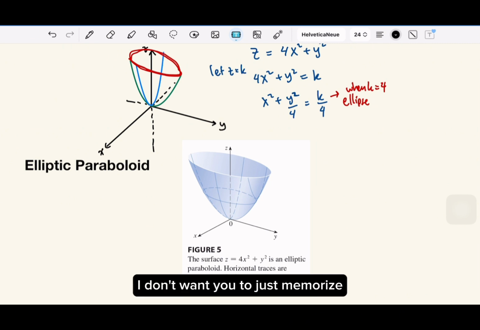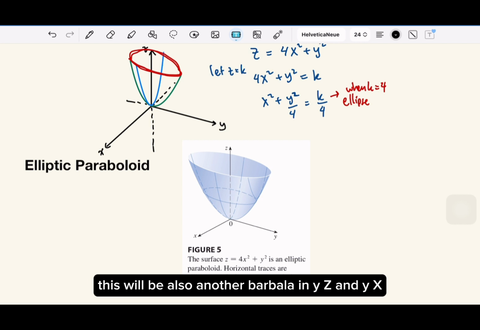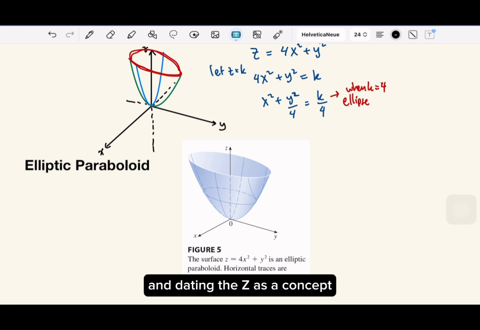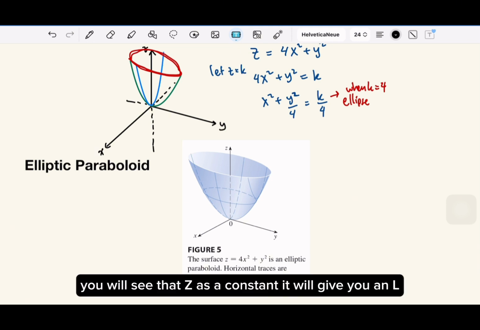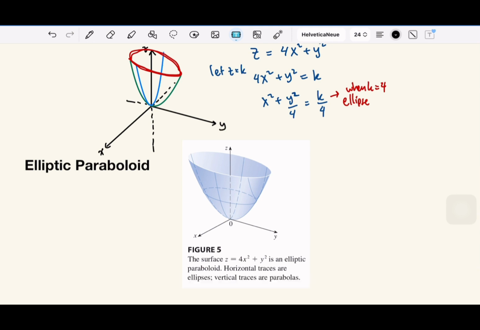I don't want you to just memorize, or even I think no need to memorize at all, as long as you can trace the equation easily. So for example, this one, z equals 4x squared plus y squared, we can trace from taking x equals 0 and we will make the parabola. Taking y equals 0, this will be also another parabola in y, z, and y-x. And taking z as a constant, you will see that it will give you an ellipse in x, y. Okay, I hope it's clear.